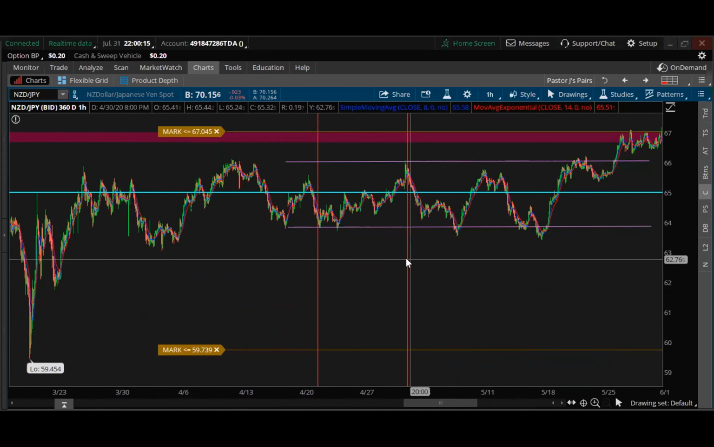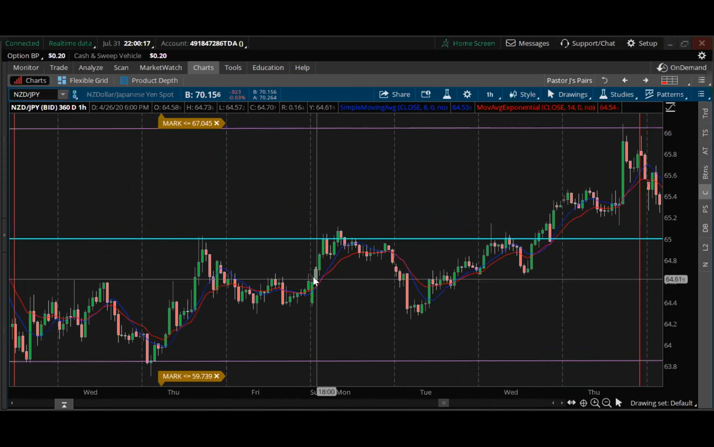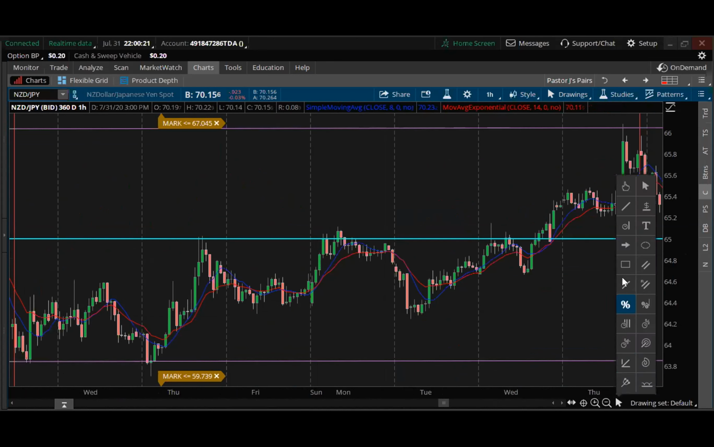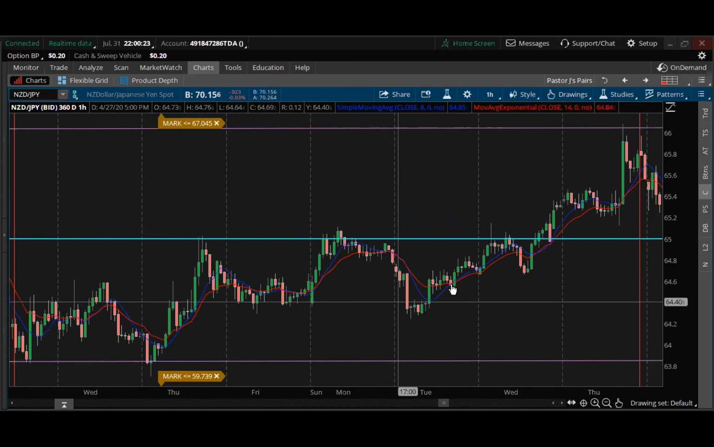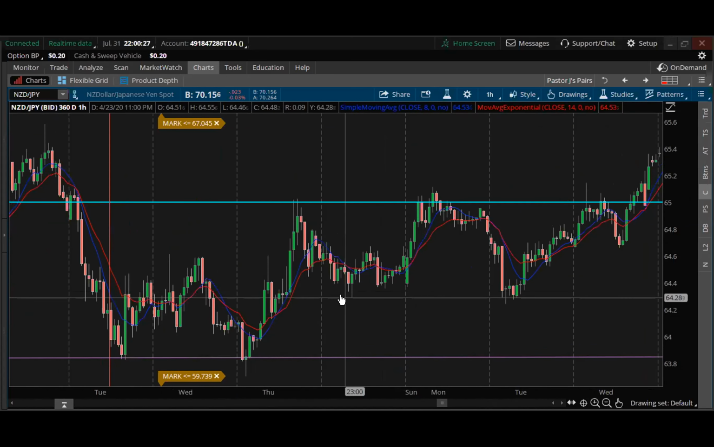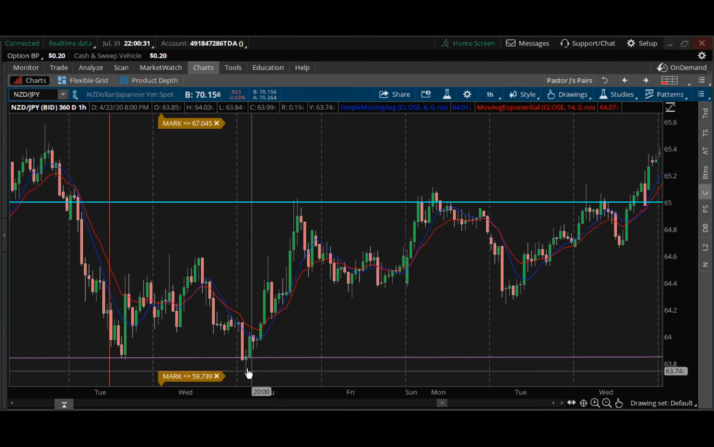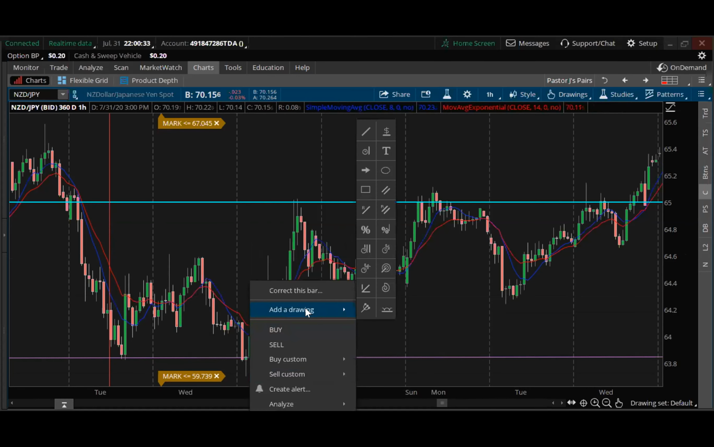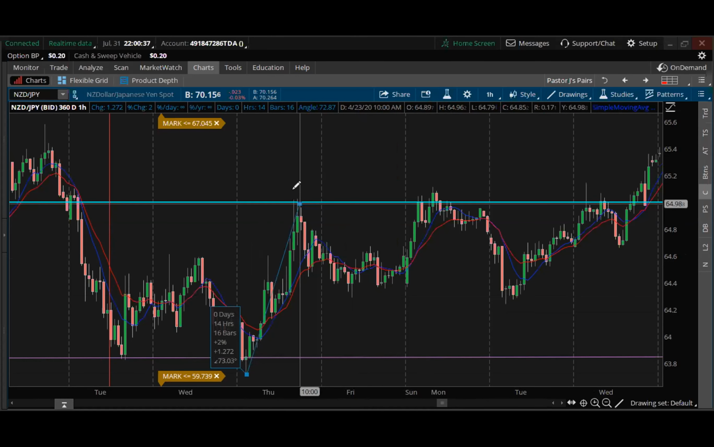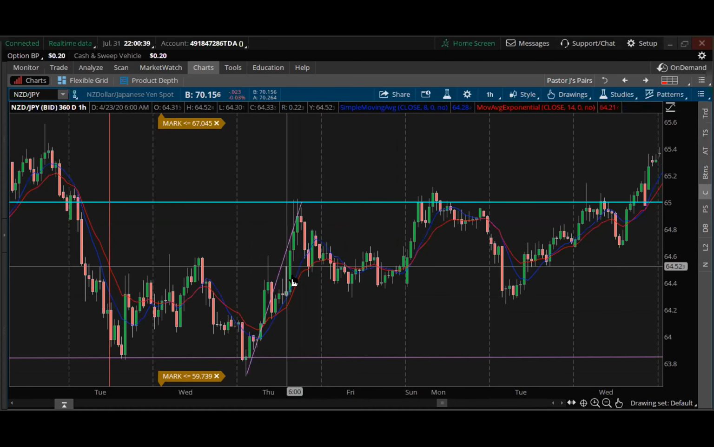How to use your tools. There we go. So right here, that's a 50% pullback. So this move here, 127 pips, it's a measured move.